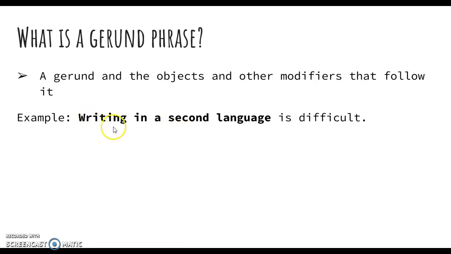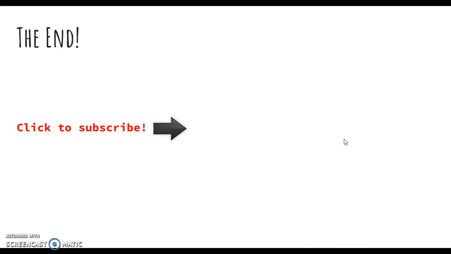We have the gerund writing, and then we have this prepositional phrase that gives us more information about writing. And this together forms the gerund phrase. We know that this is the subject of the sentence because we have the main verb right here, is. So we're saying that this, writing in a second language, is difficult. And that's just a little bit about gerunds and gerund phrases.